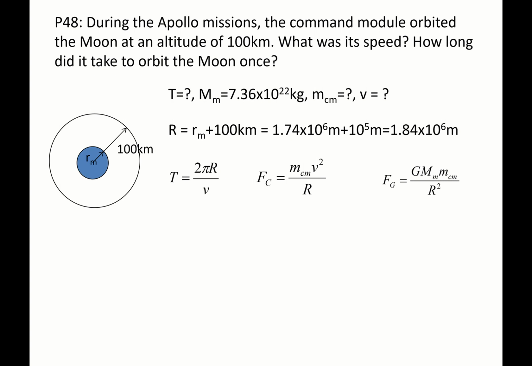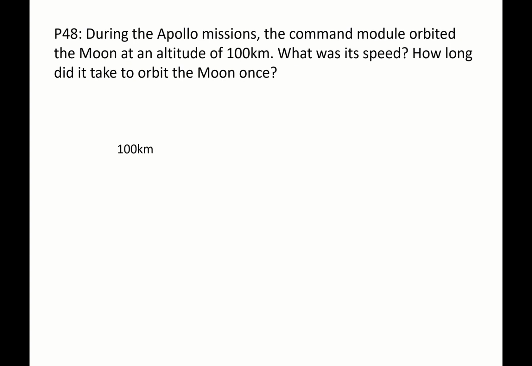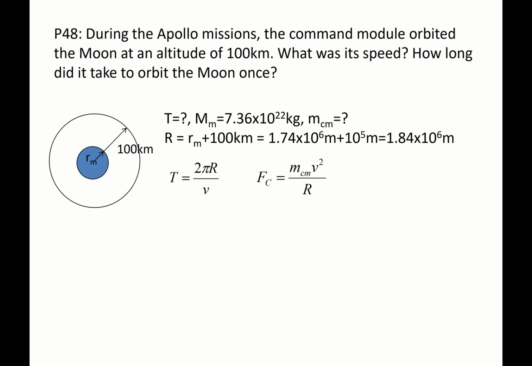Okay, so I want to know what v is and what T is. If I look, I know my r now. I know the mass of the moon. G, big G, is a constant. I don't know the mass of the command module. I don't know v, and I don't know T. I'm trying to find v and T. So, getting back to my problem, how do I solve it?